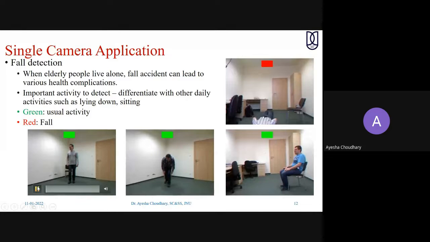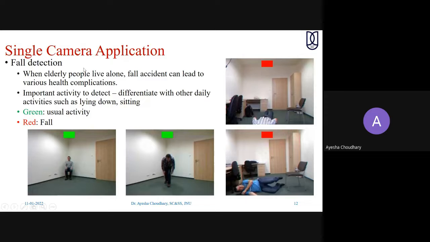Similarly, a person going to sit on a chair looks very normal and it should be flagged as a normal activity. However, it is not always normal. The person who's sitting on a chair can also fall down. So there's a fine line between what is a normal activity and when a fall has occurred.